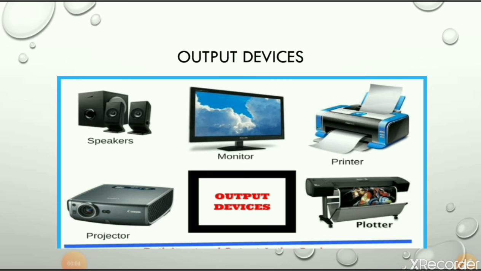Come to the output device. The part that shows the result or output after processing is called the output unit of the computer. The output unit consists of various output devices, which you can see in that picture, such as speakers, monitor, printer, projector and plotter. Now first we talk about speakers.